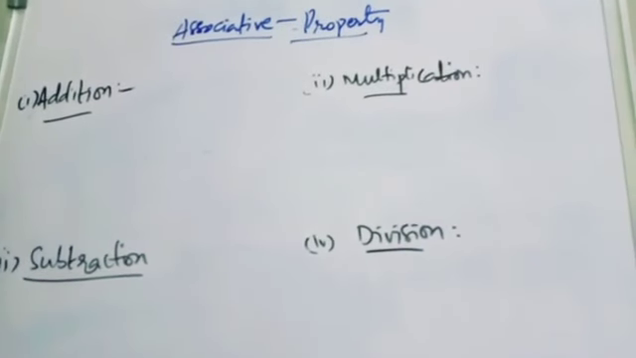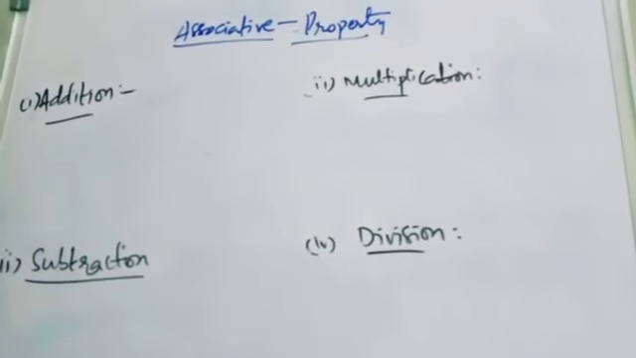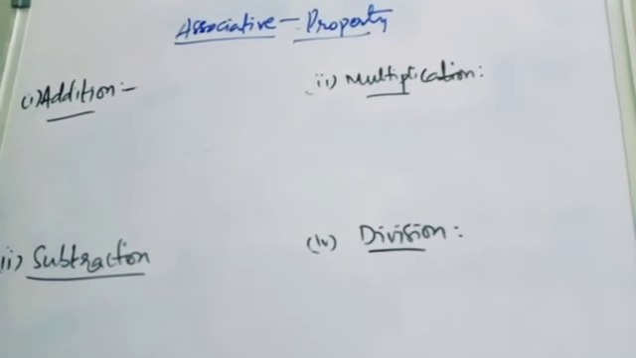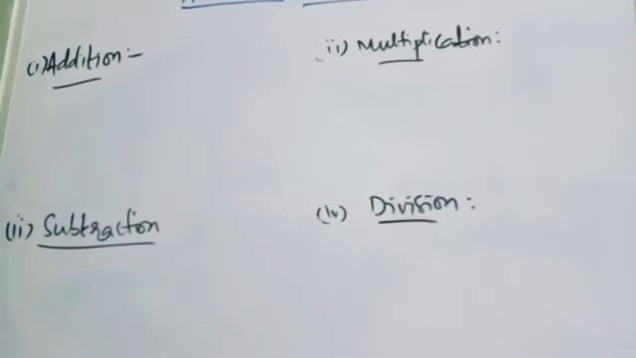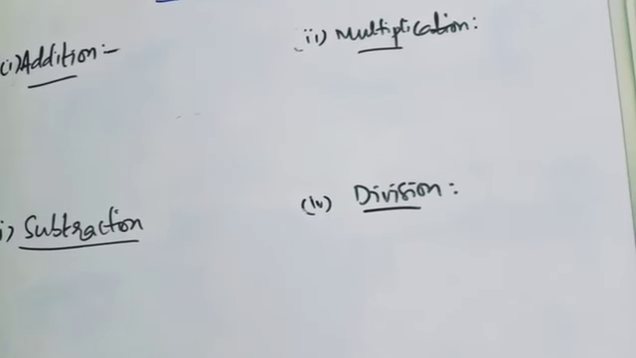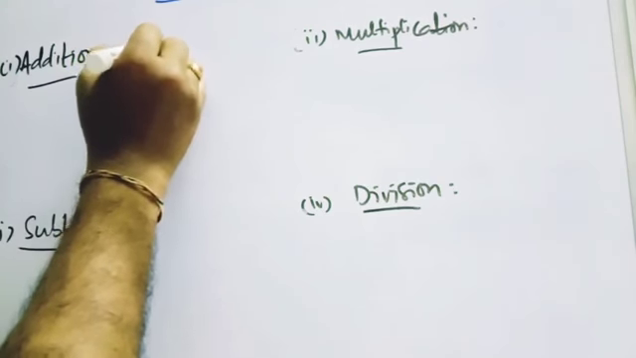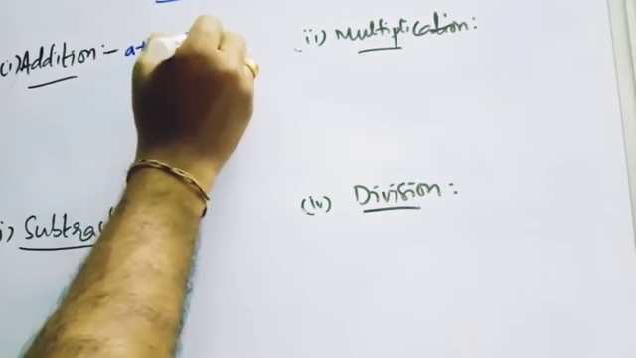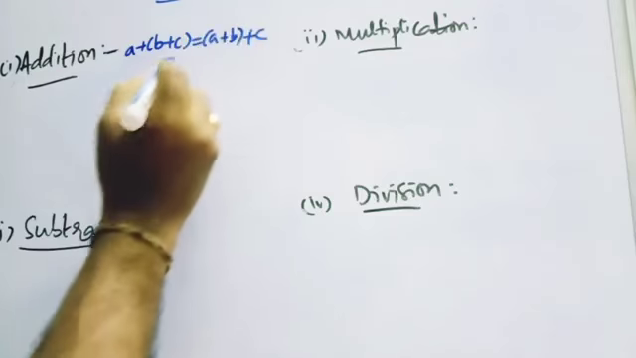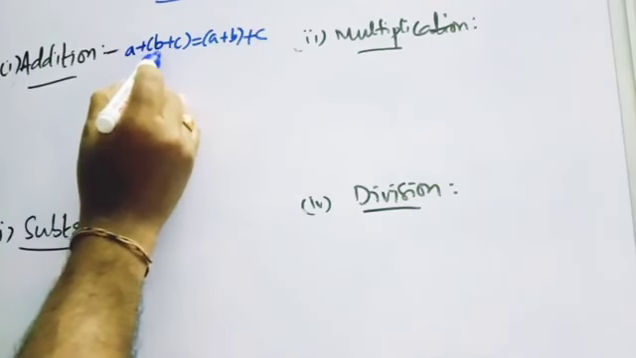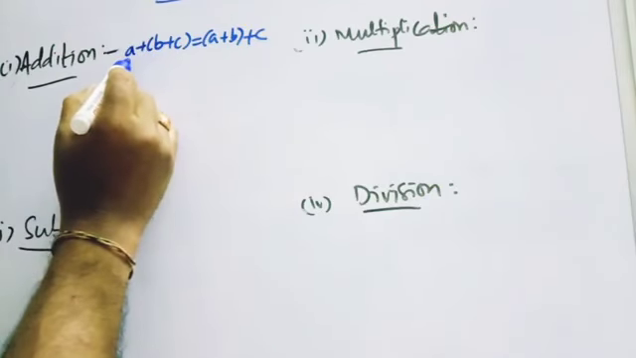Next we will go with the associative property of integers for addition, subtraction, multiplication and division. We will start with the example of addition. Under the associative property we can say that a + (b + c) = (a + b) + c. On the left side, first we need to add these two integers, b and c, and after getting this answer we need to add a.